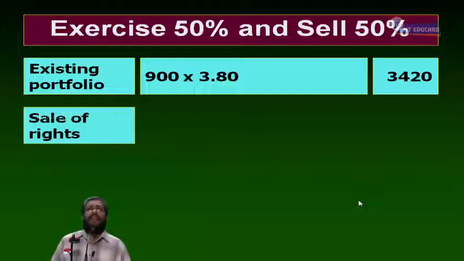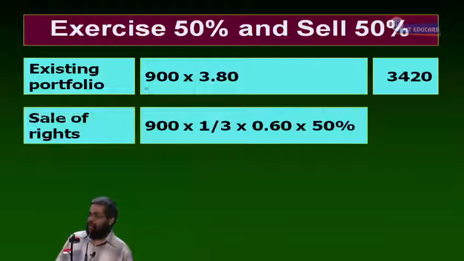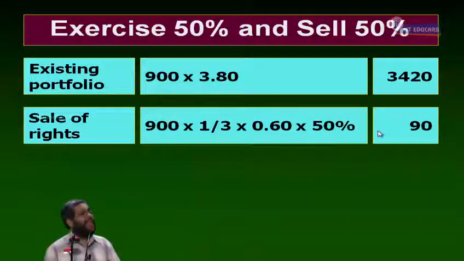Next, I sell rights. 900 shares into 1 by 3 is the number of rights, of which I only sell 50%. How many rights am I selling? 150 rights. I sell 150 rights at what price? 60 paise. Tell me what is my money? 90. Cash. Right or not? Yes or no?